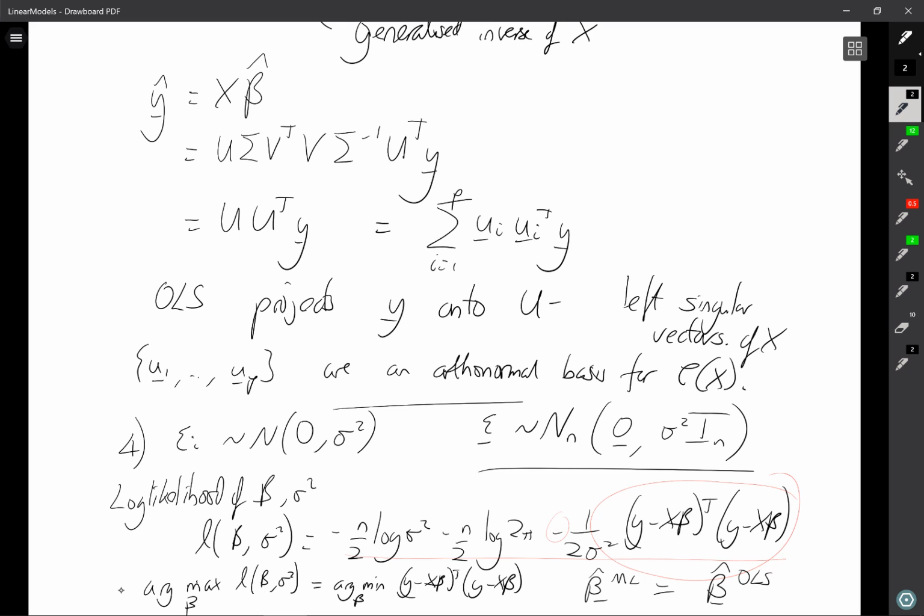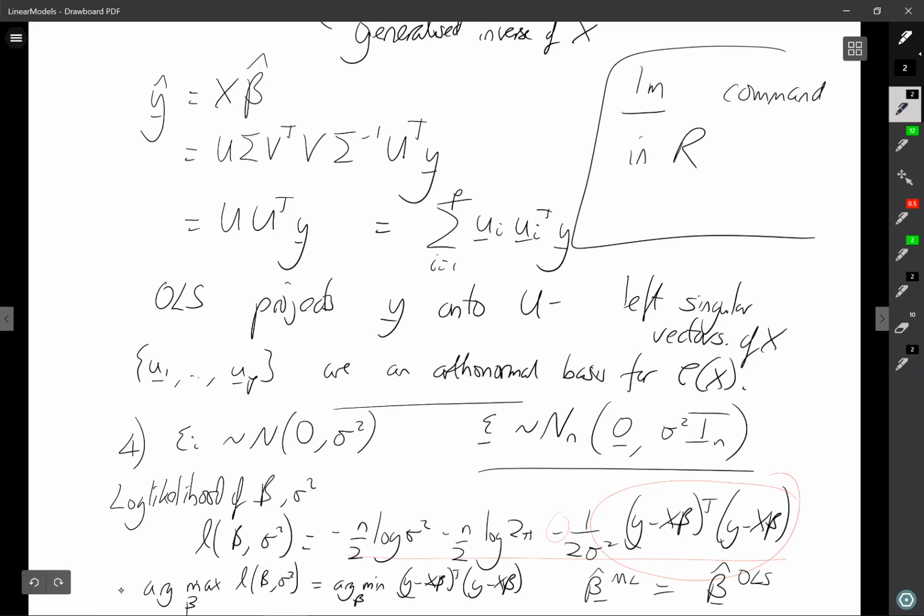Okay, so a quick reminder that to do this in R, you use the lm command to fit linear regression. There's an example of doing it with the iris data, but you'll all have seen this before, so I'm going to leave you to figure that out for yourselves. The lm command can be used to fit linear models.